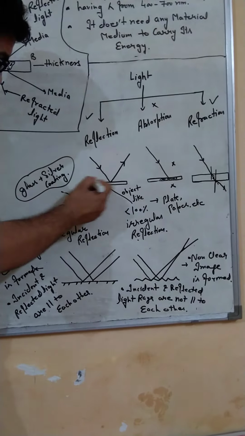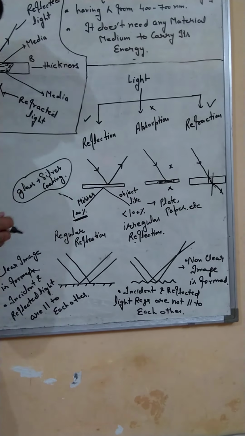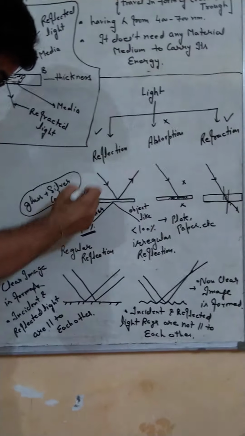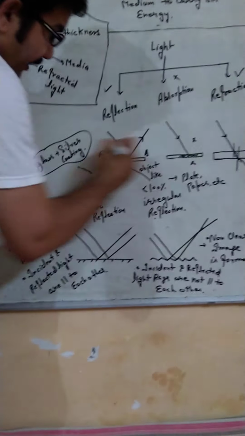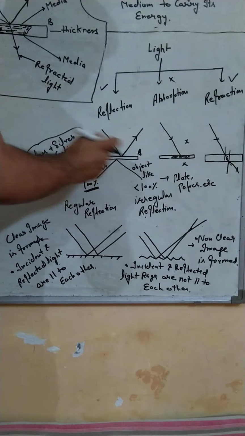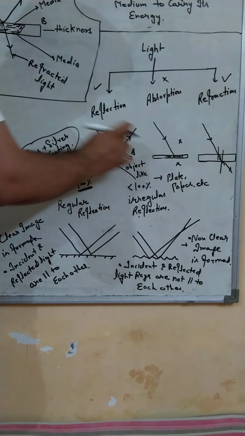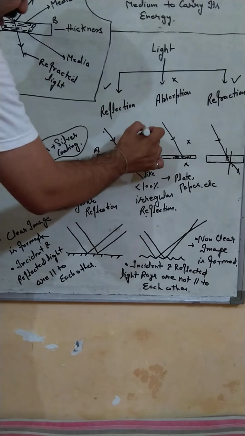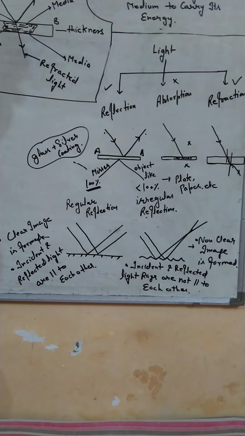As we have discussed, there is a material which has some thickness, and whenever light falls on the surface of that object, that is AB, the light is reflected back into the same medium from where it comes. That phenomenon is called reflection, and that light is called incident light, and that light is called reflected light.